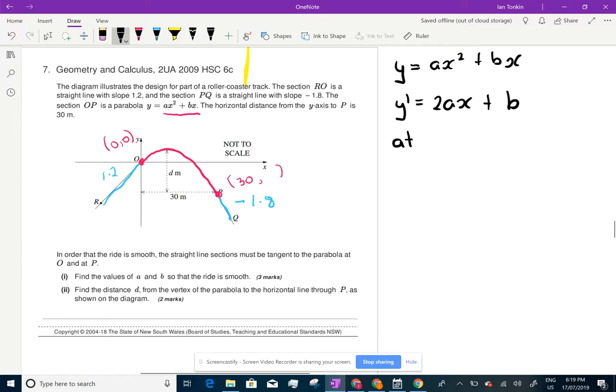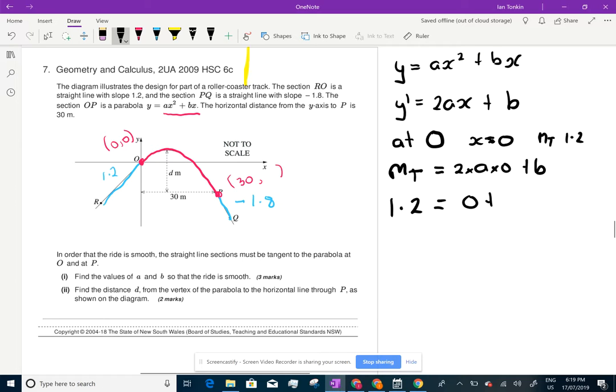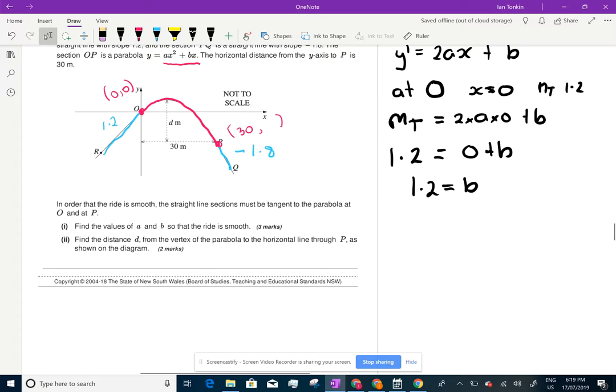Now, at O, x equals 0. Okay, so the gradient of the tangent here is 2 times a times 0 plus b. But we also know the gradient of the tangent there is 1.2. Therefore, 1.2 equals, well, 2 times a times 0 is 0, plus b. That means b is 1.2 for the ride to be smooth. We know that now. We don't change it.